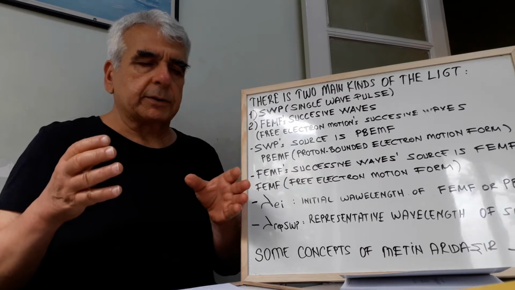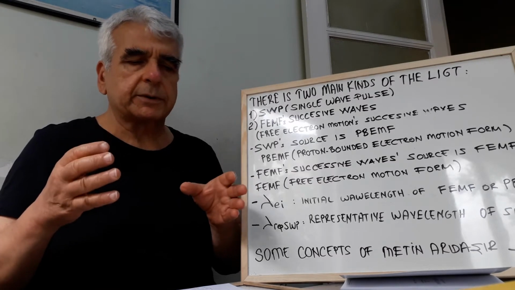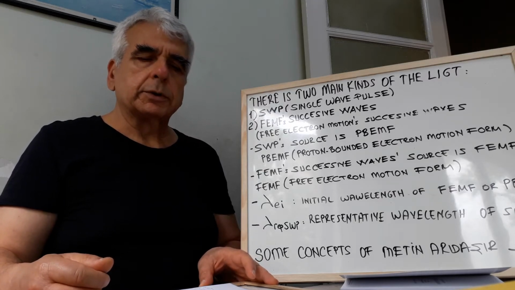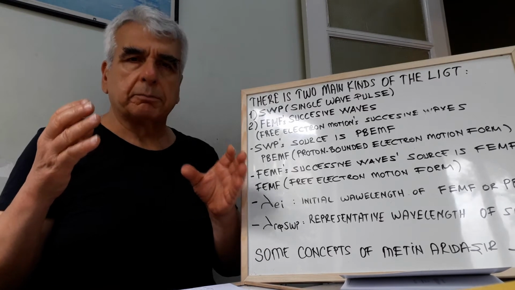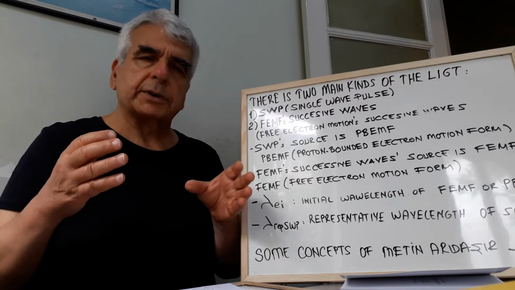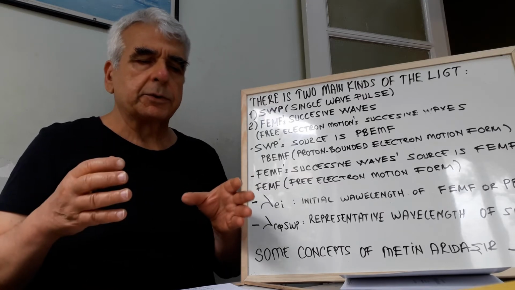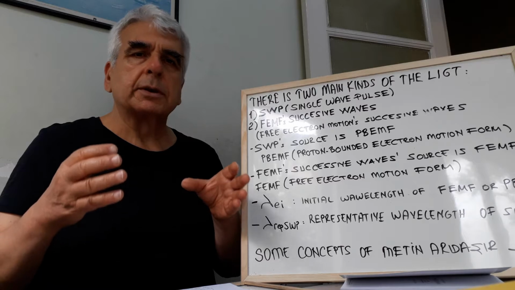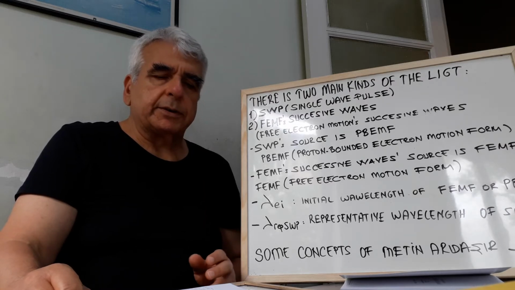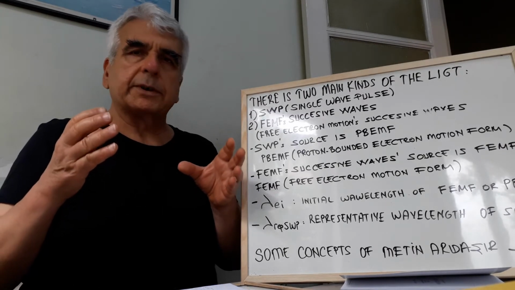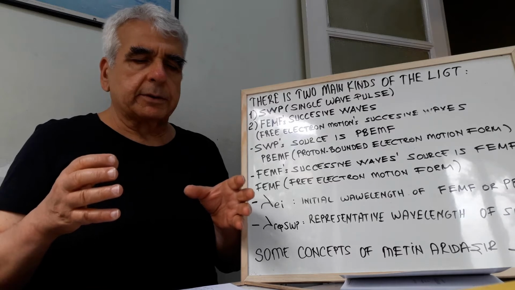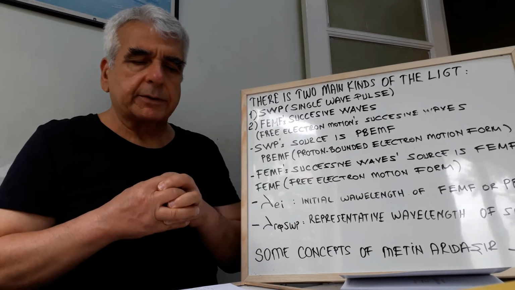If there were no effects of free electron motion form successive waves, proton-bounded electron motion forms wouldn't produce and push single wave pulses. Say, atoms wouldn't produce and push single wave pulses through proton-bounded electron motion forms. Our subjective reality occurs only through interaction between free electron motion form successive waves and the proton-bounded electron motion forms joint motion axis.